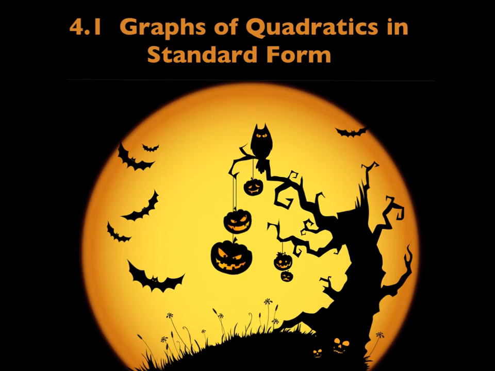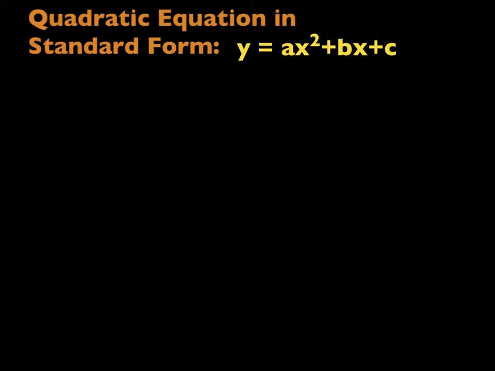Butcher, and this video is about graphs of quadratics in standard form. Alright, so this is a new topic, quadratics. A quadratic is when you have a squared x, and in standard form our quadratic equation looks like y equals ax squared plus bx plus c, where a, b, and c are the coefficients.